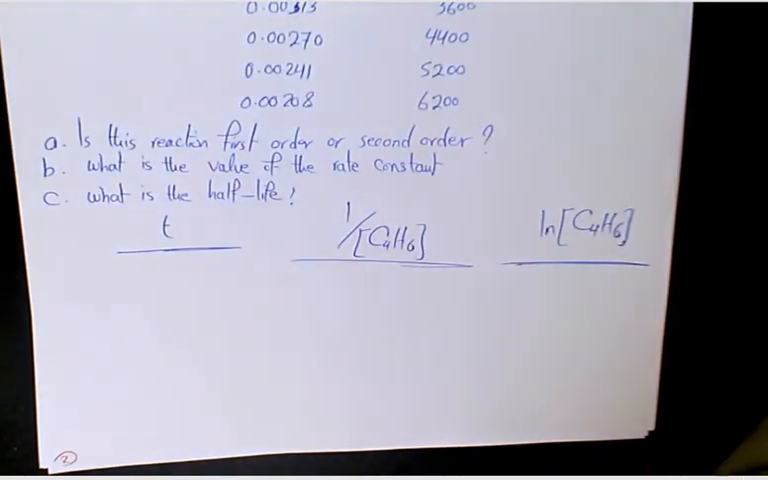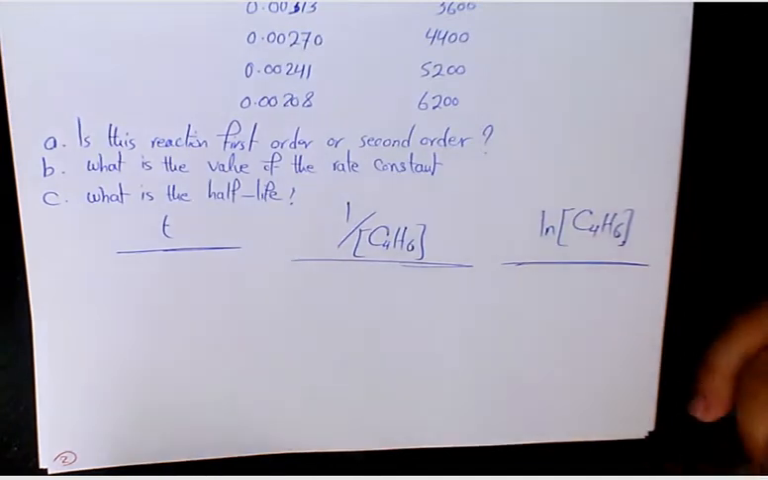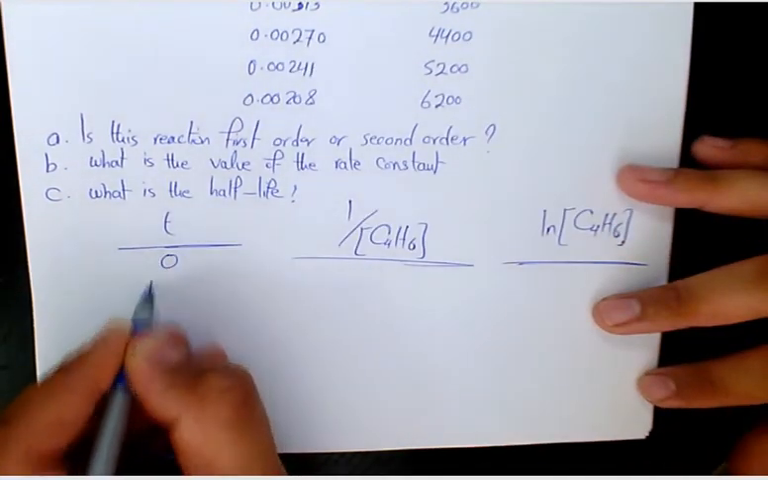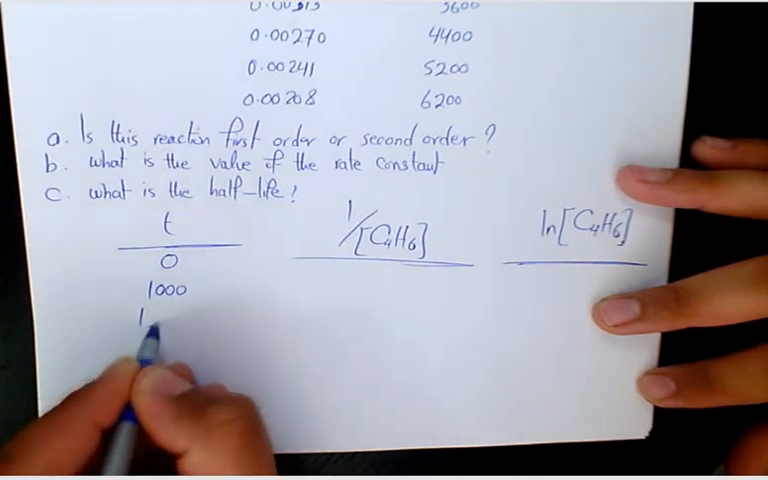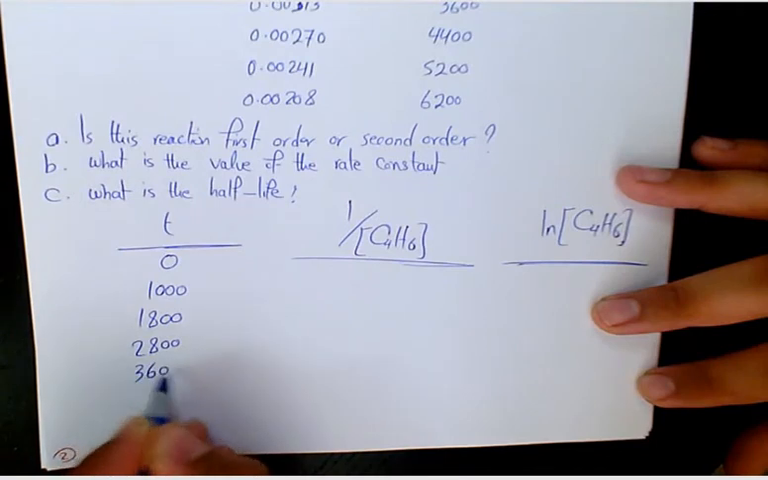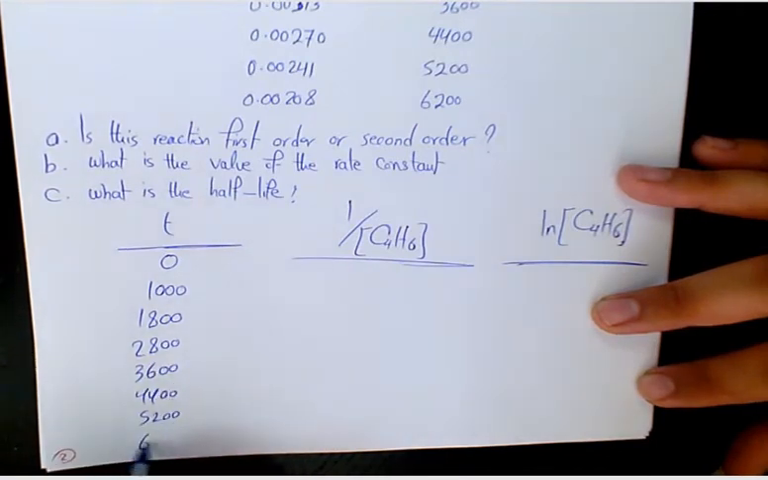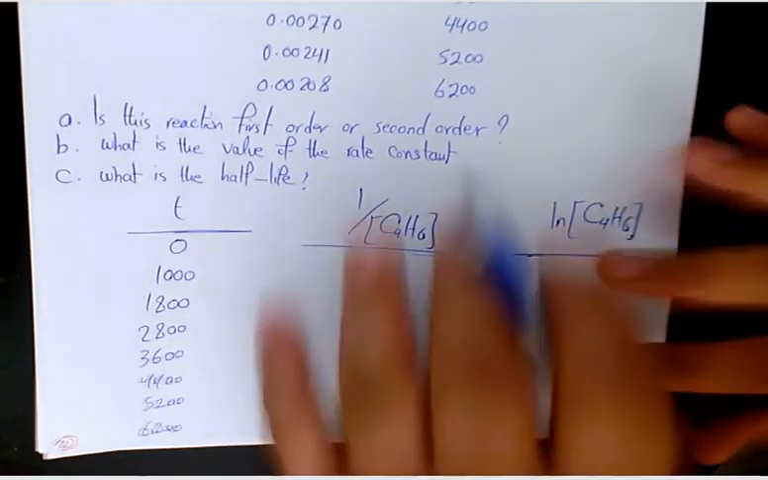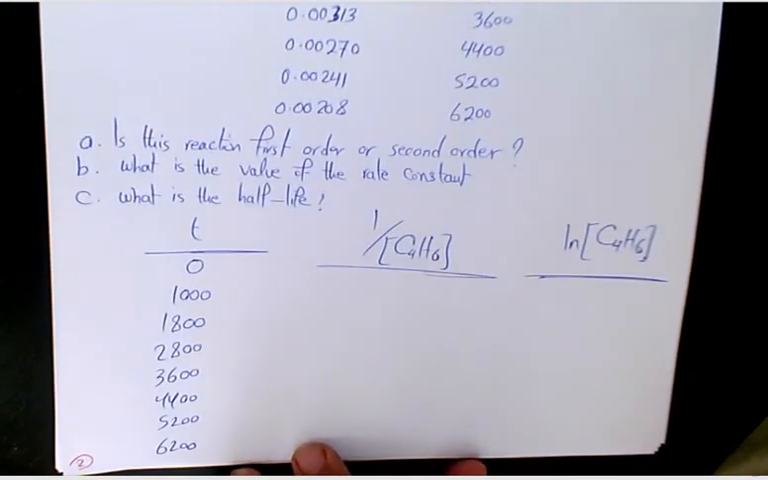We already had a video regarding first order reaction. I will leave it in the description in case you want to review that. So I need to write the time in here: 0, 1000, 1800, 2800, 3600, 4400, 5200, 6200. Then I need to write the concentration. I need to calculate the inverse of this concentration.